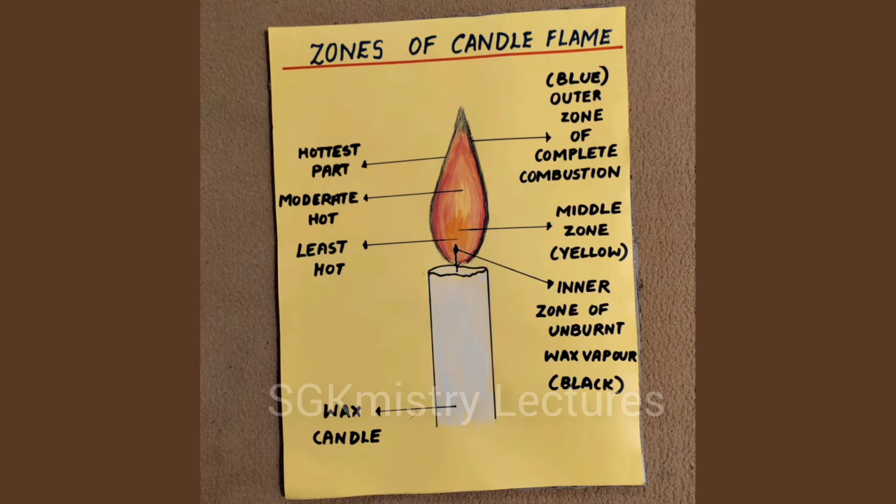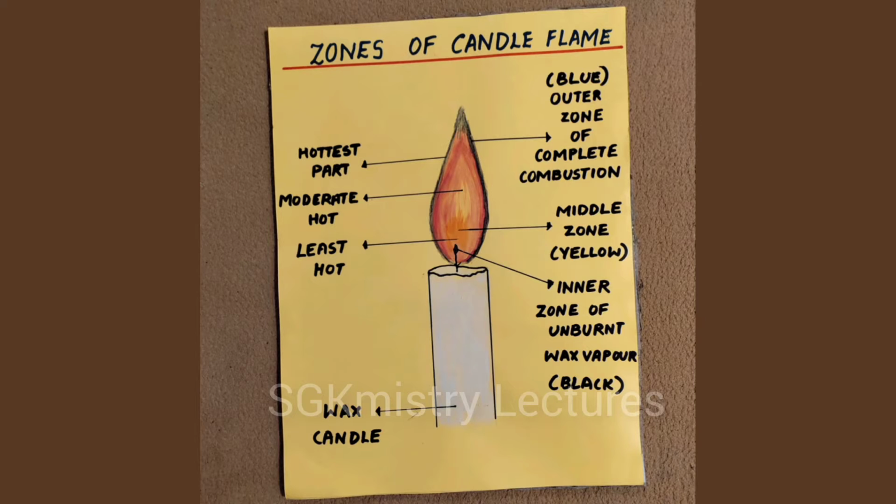So why is there complete combustion in this region? This is because combustion requires oxygen. The outer part of the flame is completely exposed to oxygen, so in this part of the flame, complete combustion takes place. This part of the flame, where complete combustion is taking place, is blue in color and it is the hottest part of the flame.